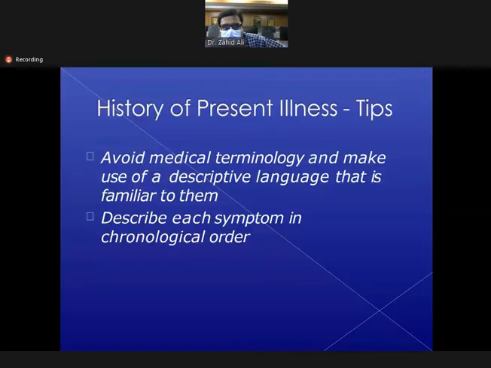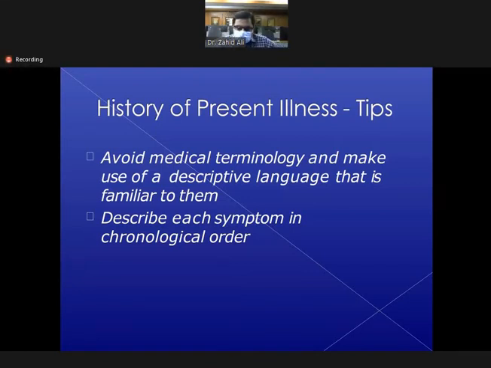History of present illness. Again and again, I'm telling you to avoid medical terminology and make use of descriptive language that is familiar. And if they ask you about rigors and chills, like I've told you, in malaria the patient can have rigors. It is associated with chills, cold, and pneumonia. Yes, it is associated with this. But if the patient has got cough, or pain in the lower side of the abdomen, then this is usually pneumonia.